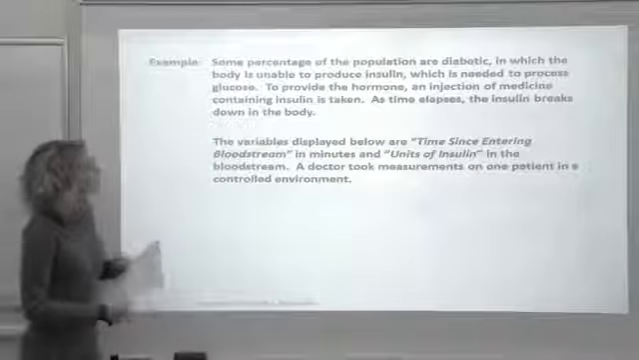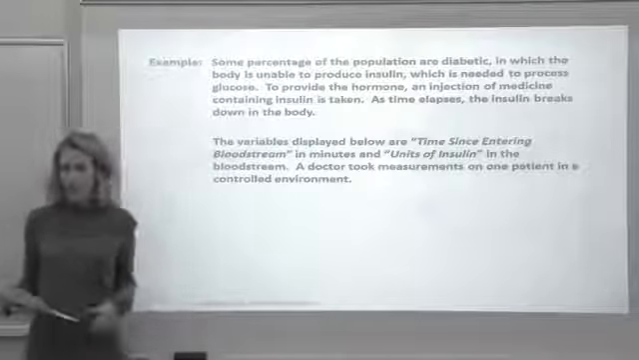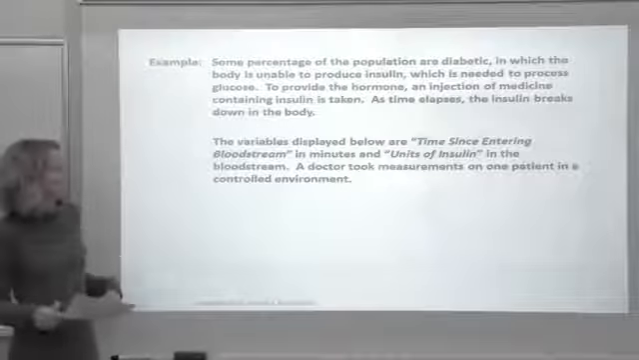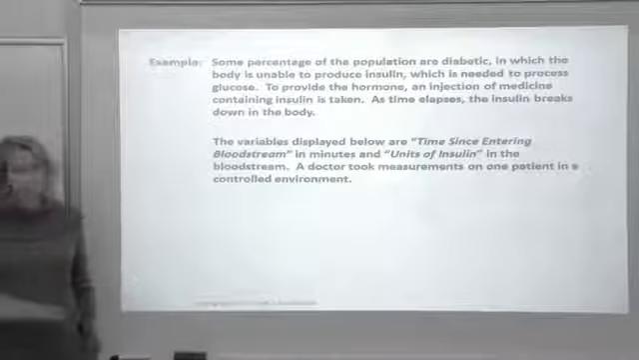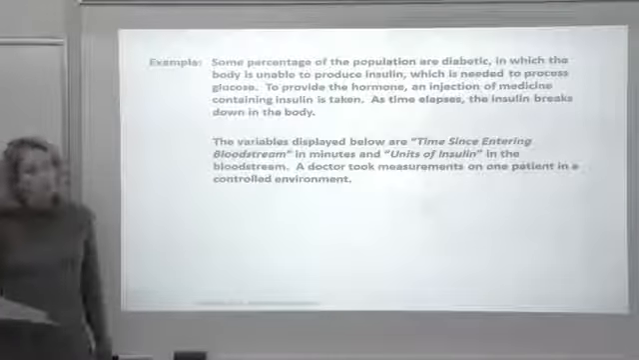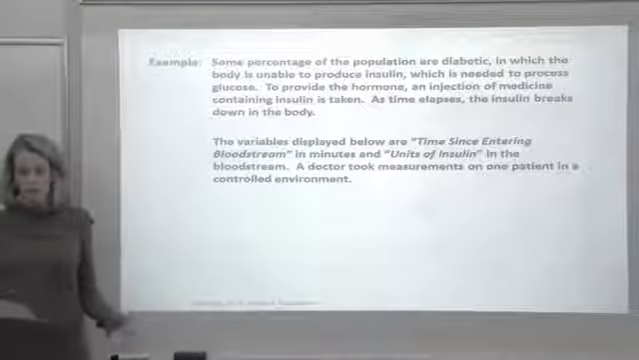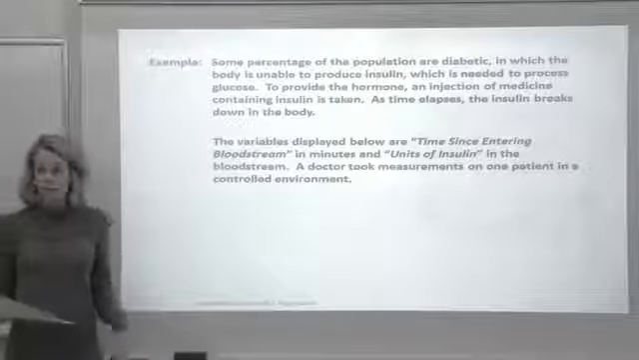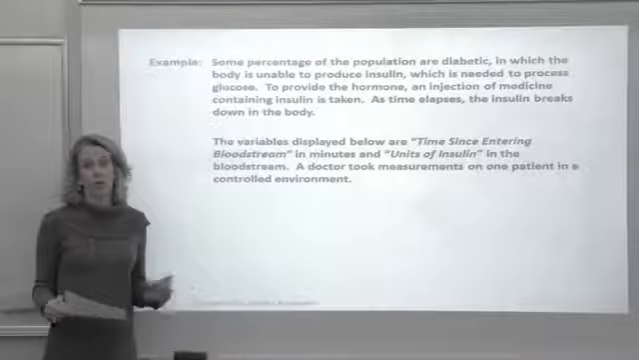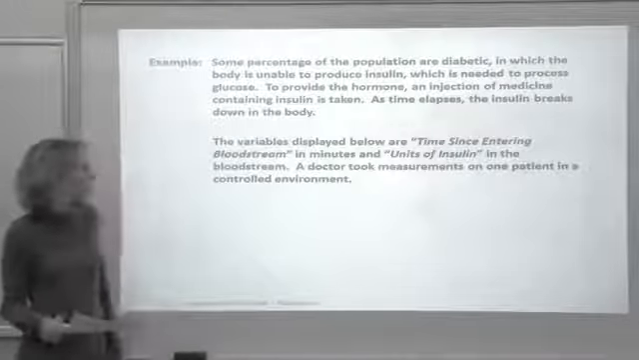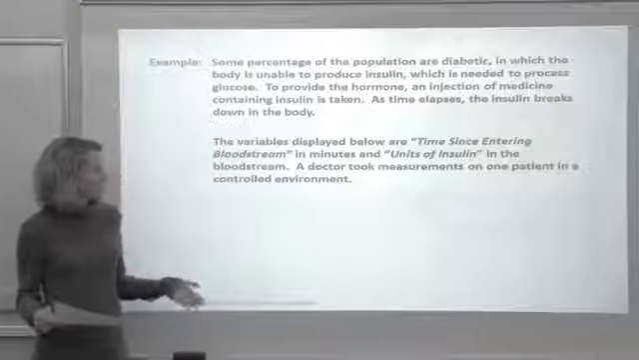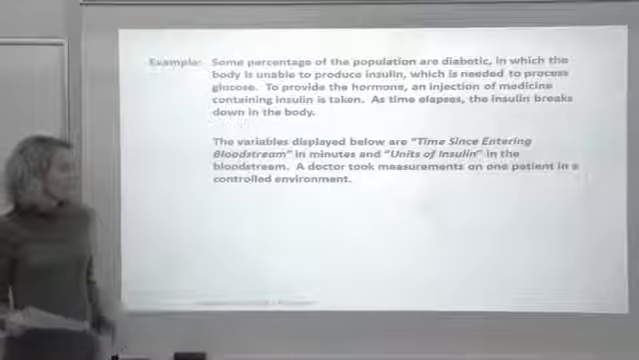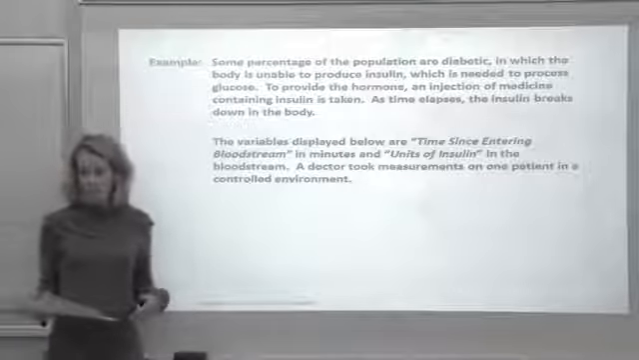Second one: some percentage of the population are diabetic, in which the body is unable to produce insulin. So insulin's needed to process glucose. To provide the hormone, an injection of medicine containing insulin is taken. As time elapses, that insulin breaks down in your body. So the variables that we're going to look at are time since entering the bloodstream in minutes and the units of insulin in the bloodstream.